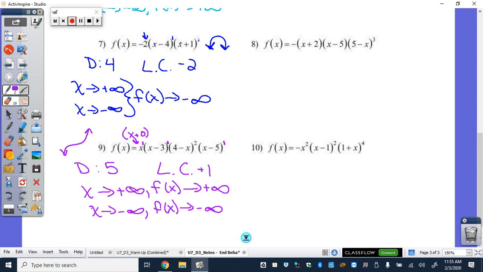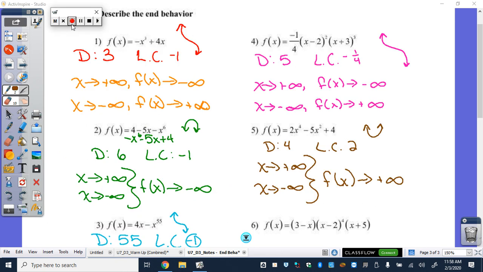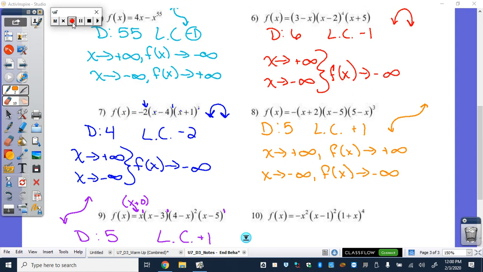All right, go ahead. Try those ones on the right side. I'll be walking around to give you some help. There's the 5th one. That's an even degree with a positive leading coefficient, so both sides should be going up. All right, 8 ends up being an odd degree with a positive leading coefficient. So right side up, left side down.